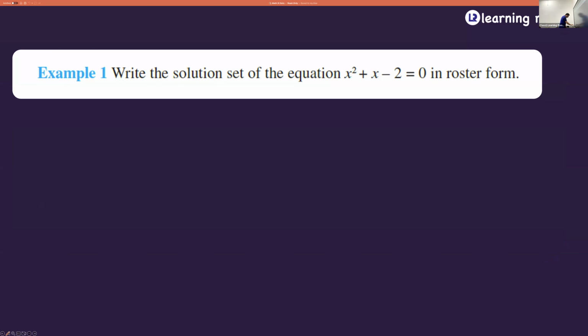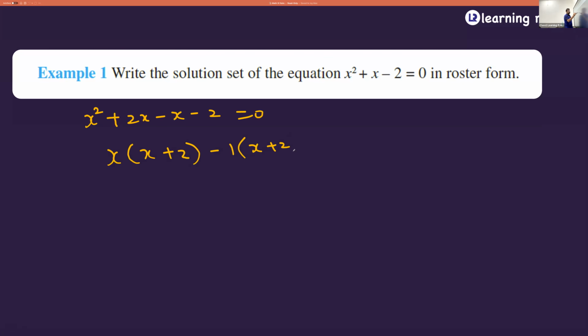Now, tell me how to solve this problem. Write the solution set of the equation x squared plus x minus 2 in roster form. So what is it going to be? x squared plus 2x minus x minus 2 is equal to 0. So x into (x plus 2) minus 1 into (x plus 2) is going to give me 0. So x is equal to 1 or minus 2. In terms of roots, these are the two values.